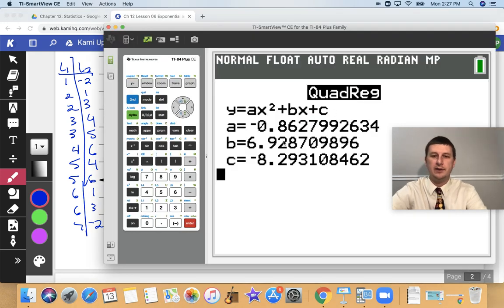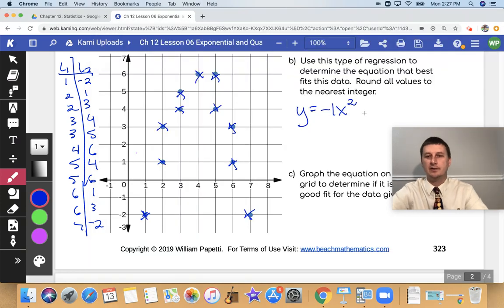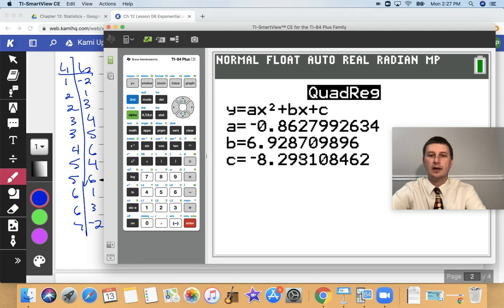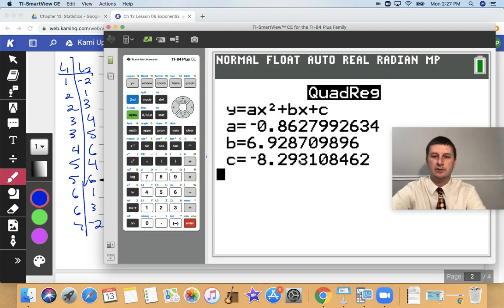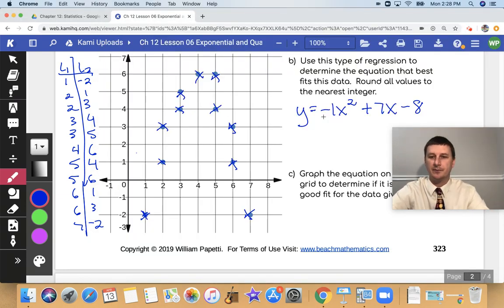Our b value to the nearest integer is going to be 7. So we're going to have plus 7x. And finally, minus 8 for our c value, because that's negative 8.29 rounded to the nearest integer.